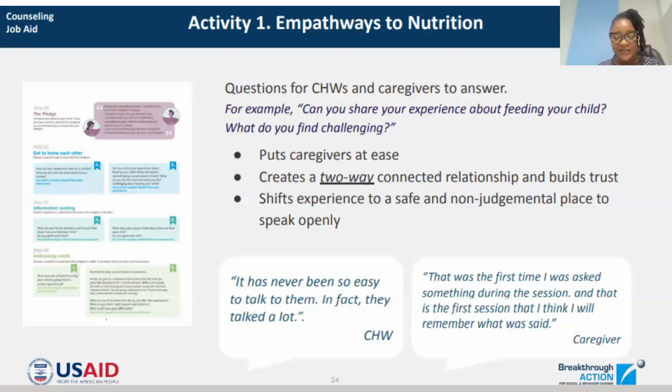We can see a testimony from one of the mothers who said that was the first time she was asked something during this session, and that it's the first session that she thinks she would remember what was said, because of the level of engagement she had with the community health worker and how the community health worker asked questions and also provided their own experiences to help the mother understand that these needs are not specific to you, but there are ways to help improve some of the challenges you have and address some of these challenges to improve your child's complementary feeding. Next slide.